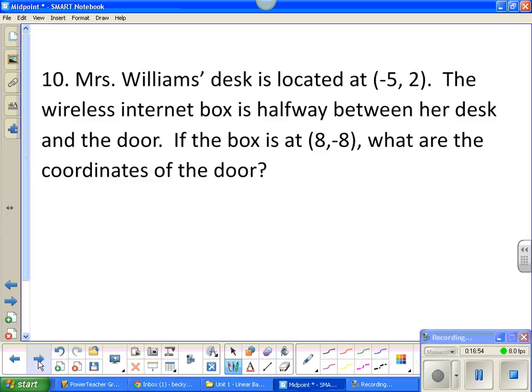Miss Williams' desk is located at negative 5, 2. The wireless internet box is halfway between her desk and the door. If the box is at 8, negative 8, what are the coordinates of the door? Okay, well, let's figure this out. We've got a desk. The internet box is halfway between the desk and the door. So I have the desk and the door, and the internet box is halfway in between.